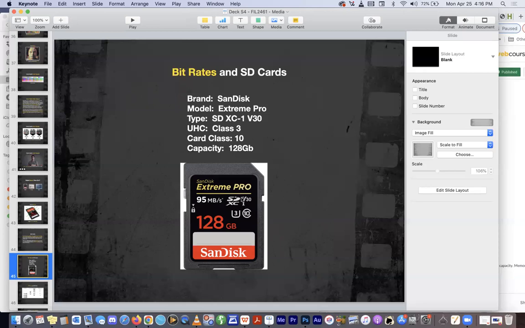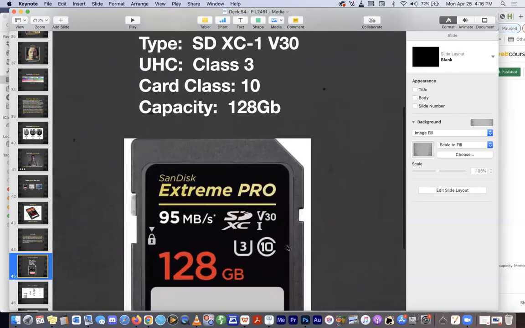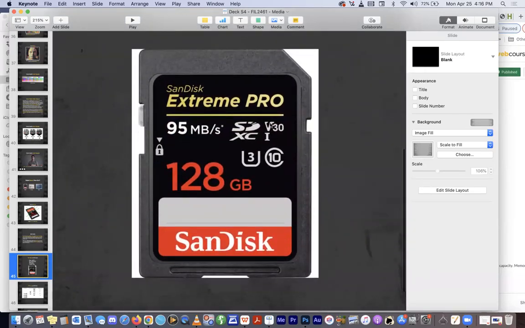And you notice that it has a little V30 designation right here. I'll make that bigger so you can see. See this V30 right here? So the V stands for video. So we know that this is a SanDisk Extreme Pro SD card specifically meant for video recording, and it has a V30 designation. The V30 designation has to do with megabytes per second record speed.